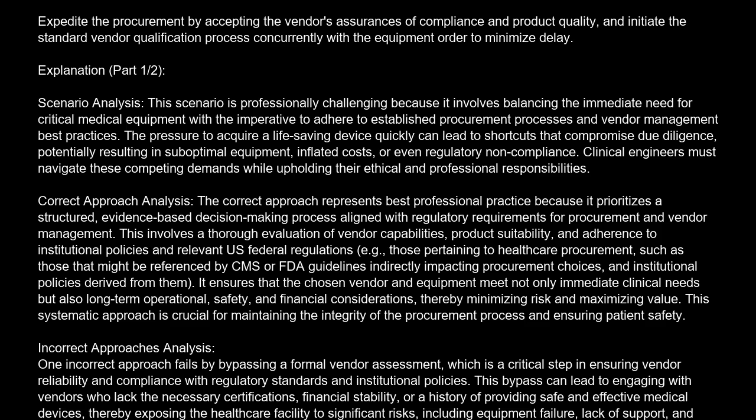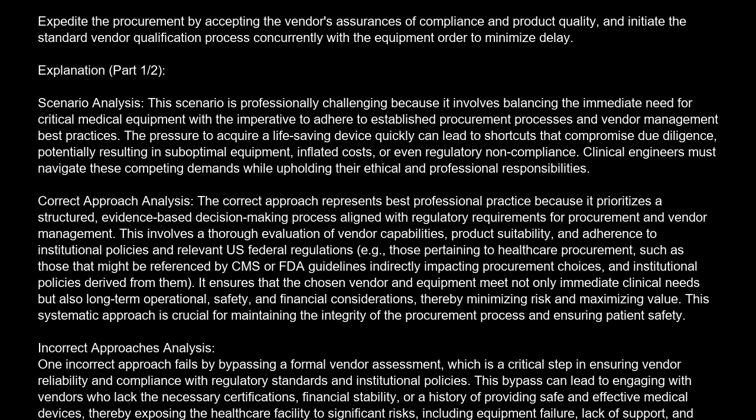Explanation. Scenario analysis. This scenario is professionally challenging because it involves balancing the immediate need for critical medical equipment with the imperative to adhere to established procurement processes and vendor management best practices. The pressure to acquire a life-saving device quickly can lead to shortcuts that compromise due diligence, potentially resulting in suboptimal equipment, inflated costs, or even regulatory noncompliance. Clinical engineers must navigate these competing demands while upholding their ethical and professional responsibilities.